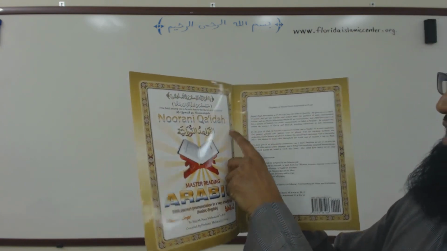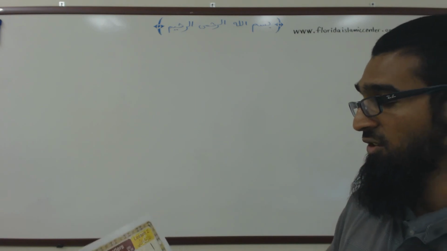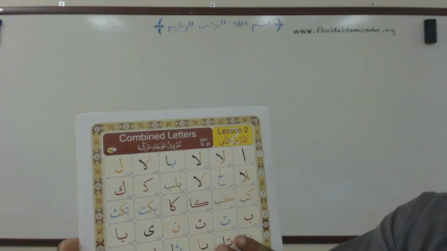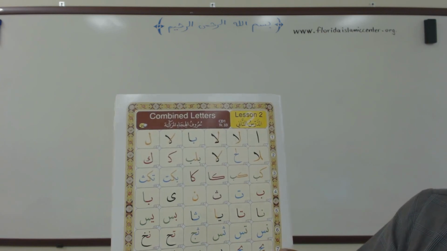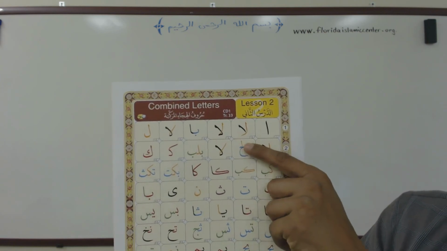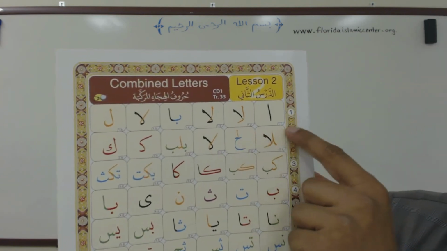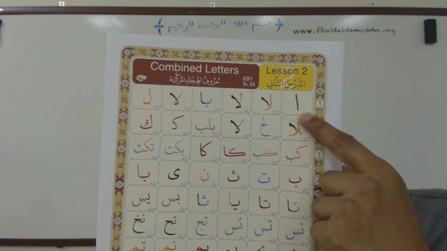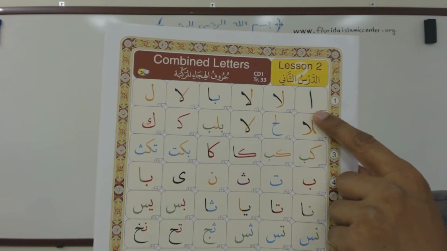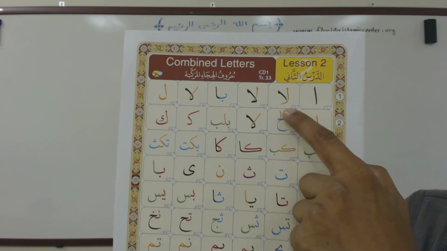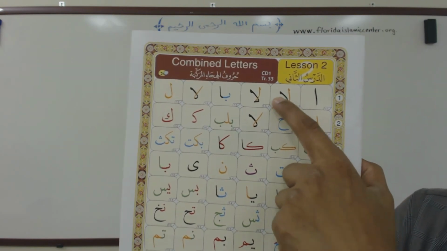Nuraniya Qa'ida. Right? So here we go, we're on page number 7. Everyone's ready? Okay. So this is Alif. Very easy, right? Alif. Then what? A lam and then an alif.